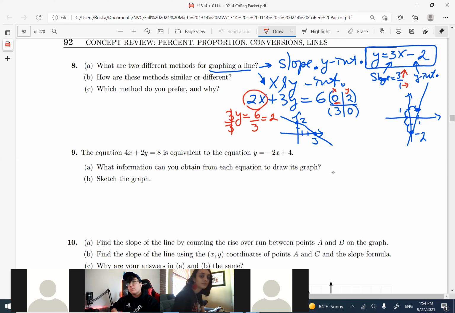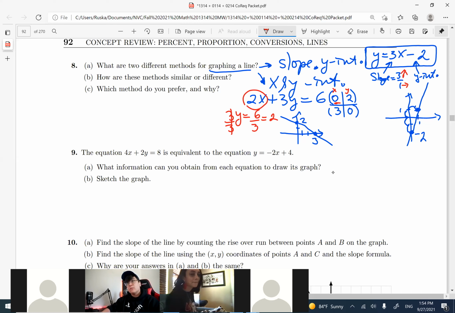Okay, which method do you like more? That could be individual. Let me know which method you like better. Slope and y-intercept, because you don't have to solve an equation really.